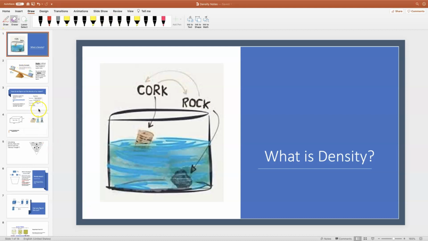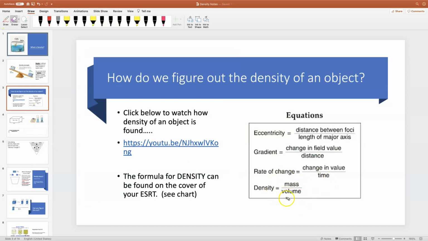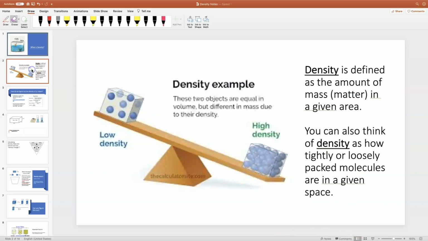I don't want you to just think, hey, density is that mass divided by volume formula. What I really want you to think about is the concept of what density is. And density, even though it's defined as the amount of mass in a given area or the amount of mass in a volume or given volume, density is more related to how tightly or loosely packed molecules are in that given area.